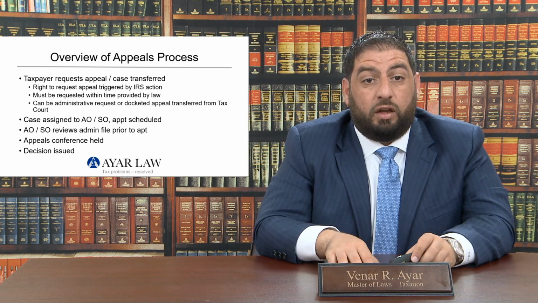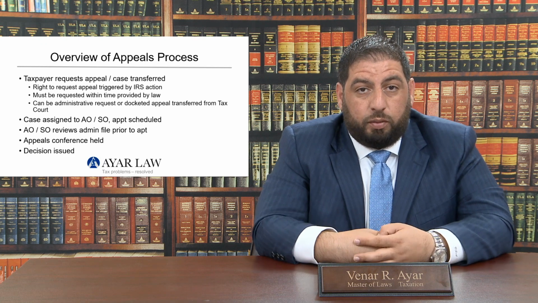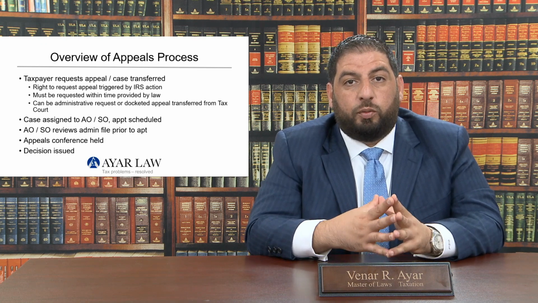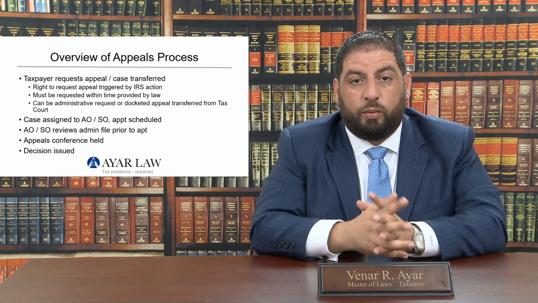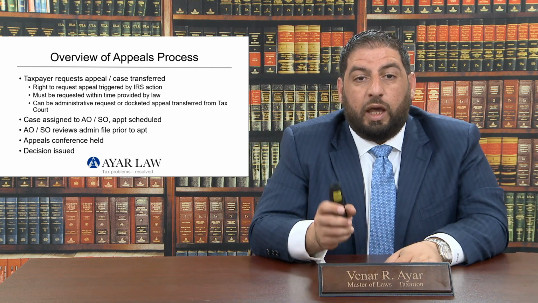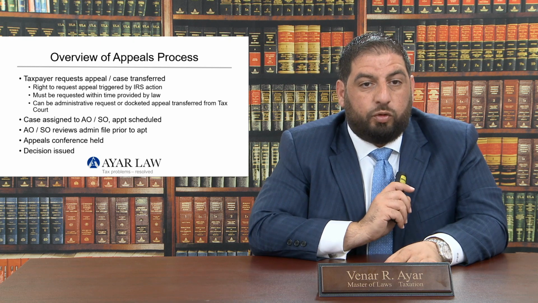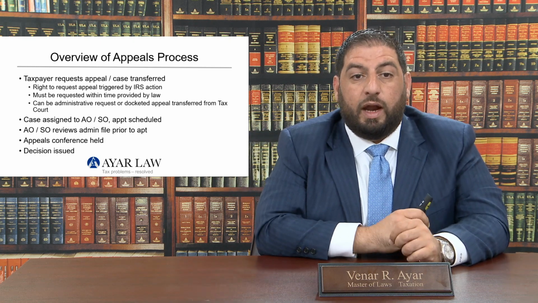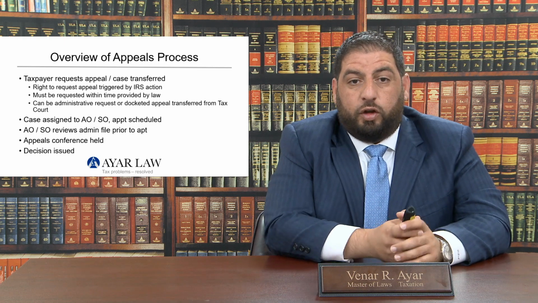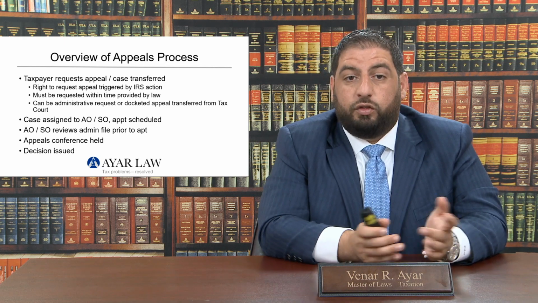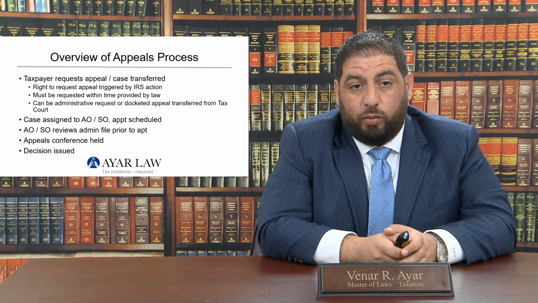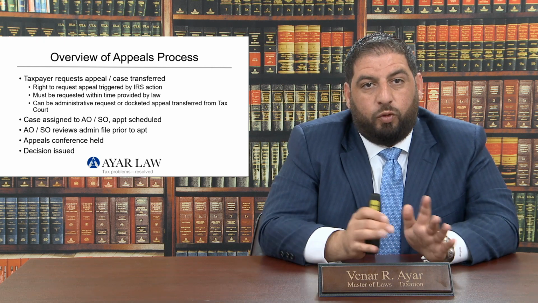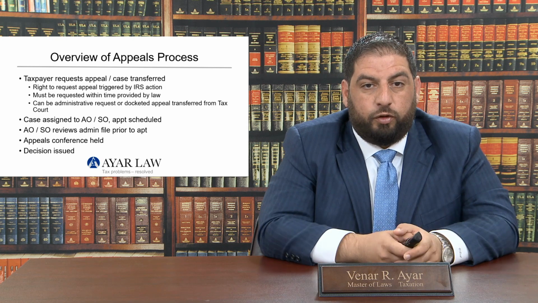Okay? And then the right to appeal has to be triggered. You can't just file an appeal anytime. It has to be triggered by a specific IRS action that gives you a prescribed time to do an appeal, and you have to request the appeal within the time prescribed by law. It could be an administrative or docketed request, and then the case would get assigned to an appeals officer or a settlement officer. They'll schedule an appeals conference with you or an appointment. Then they'll review the file just before the appointment, usually the day before or the day of the appointment. They'll review the file for the first time.